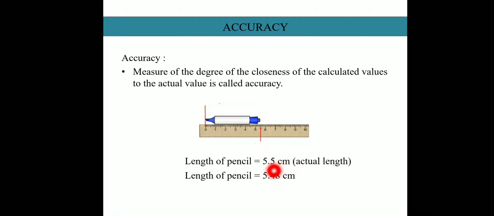So this is what is known as accuracy. How close our measured values are to the actual value is known as accuracy. How accurately we are measuring the length or the values of devices using instruments. The closeness of our calculated values to the actual value, which is given by the company or written on the packet or a piece of paper. So this is what is known as accuracy.